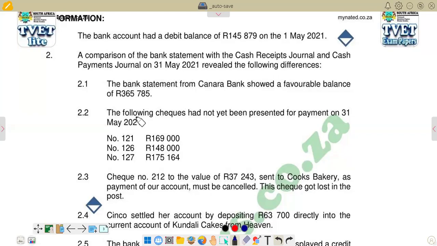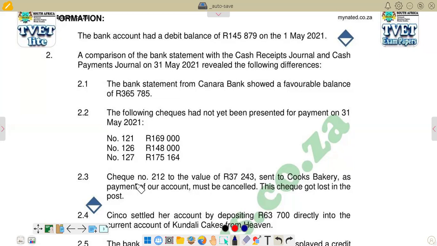So if you come here, you would see that on our adjustments, we've got check number 212, the value of 37,243 rands sent to Cook's Bakery as payment of our account, must be cancelled. This check got lost in the post.